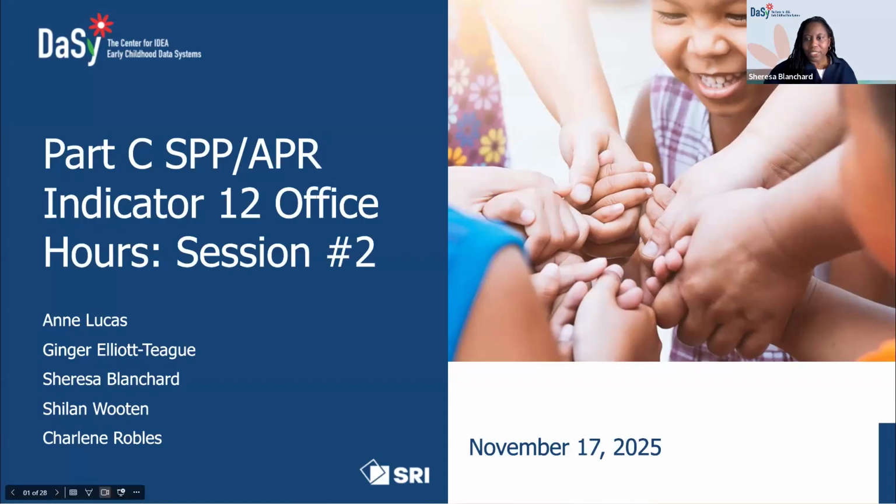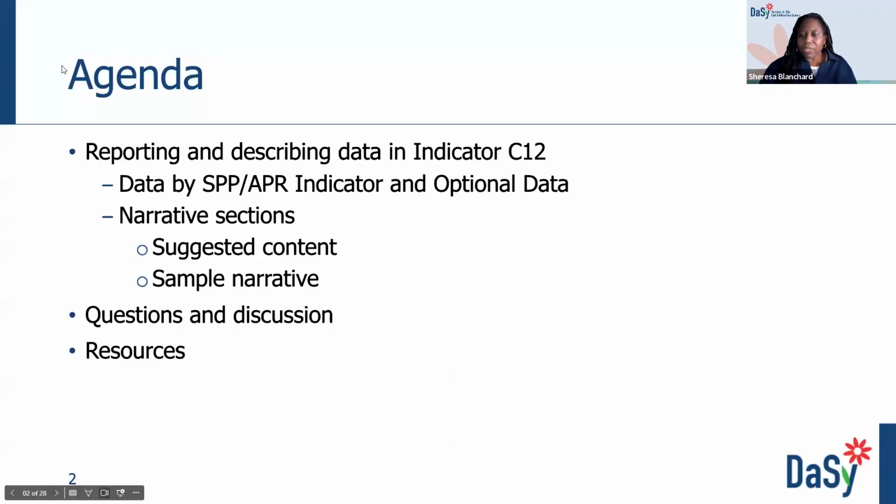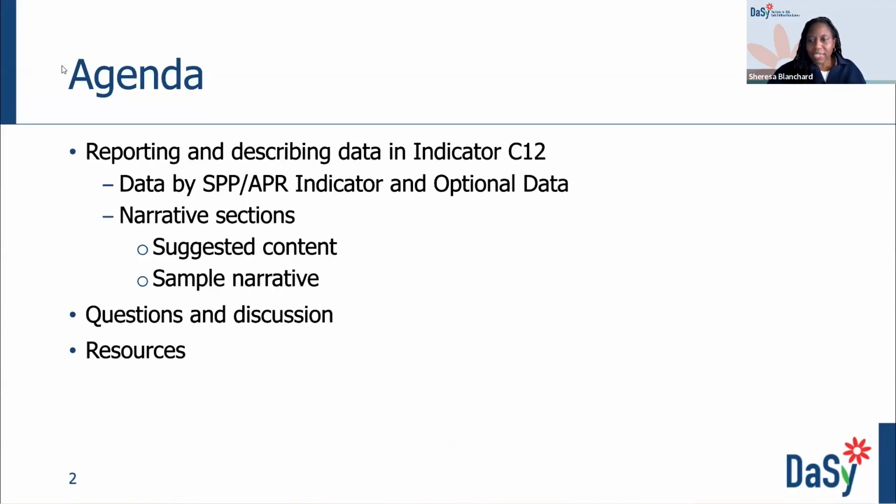I'm going to review our agenda for today. First, we'll discuss reporting data in Indicator C12, including required data and optional reporting. Then we will talk about describing data for C12 in the narrative sections of your report with some suggested content and narrative for those sections. And then we'll open it up for questions from you. And at the end, we'll share resources.